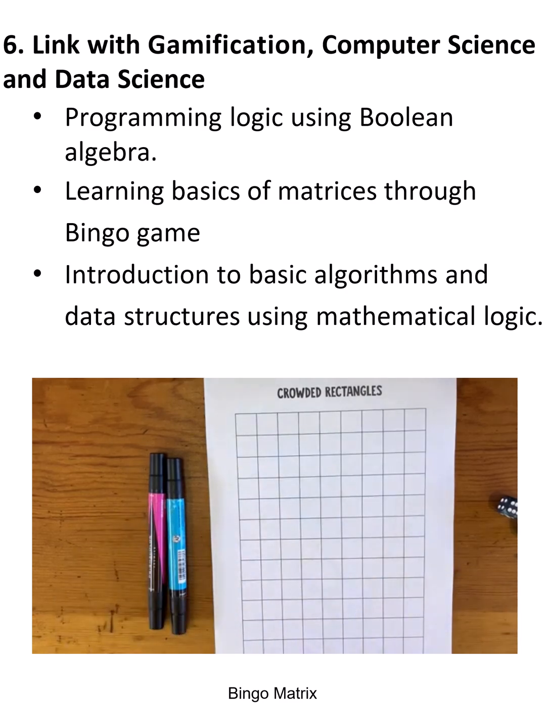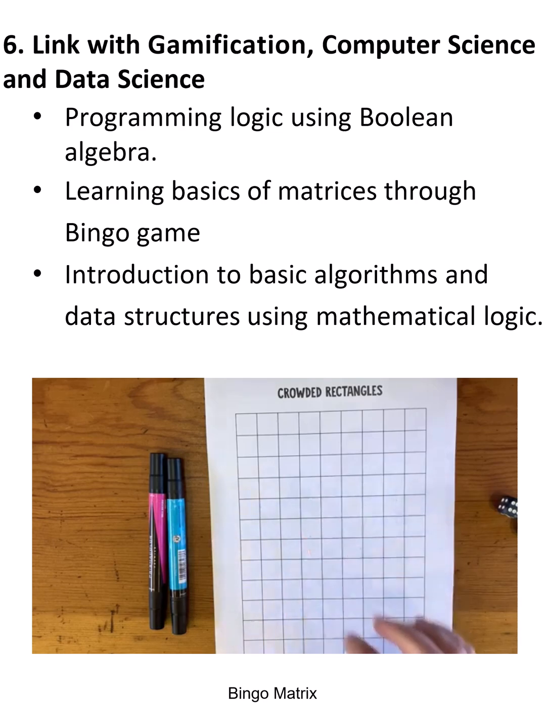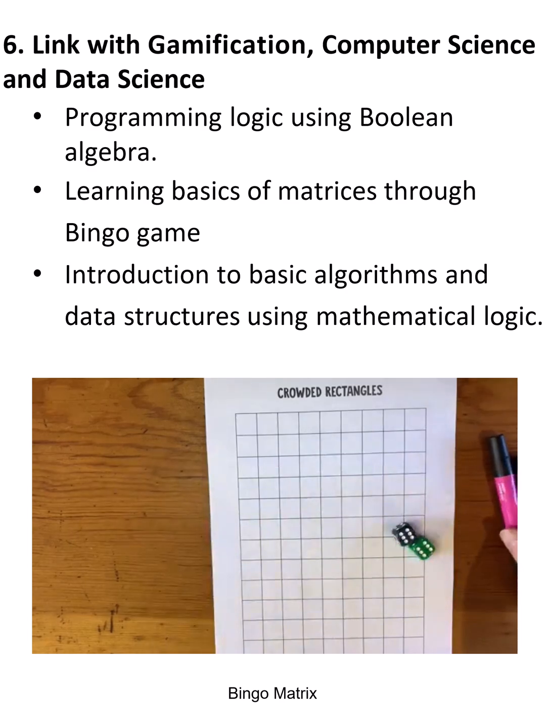I'm going to show you how to play Crowded Rectangles. This is a 2-player game, and you will need one printed game board that looks like this. It's just basically a big square grid. You need 2 dice and 2 different colored markers.